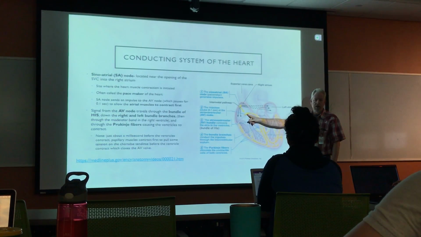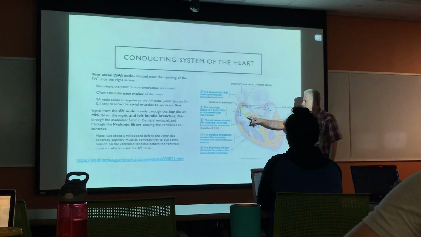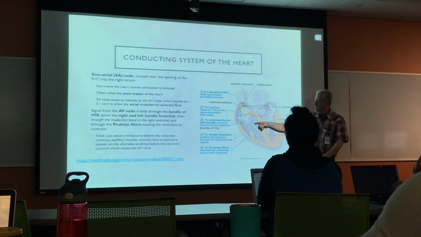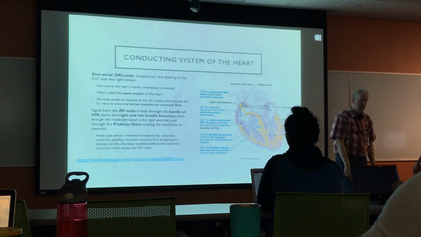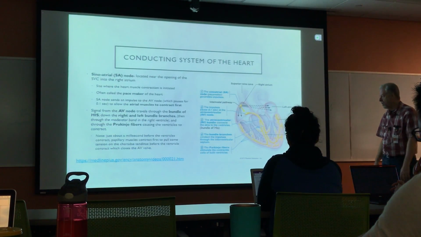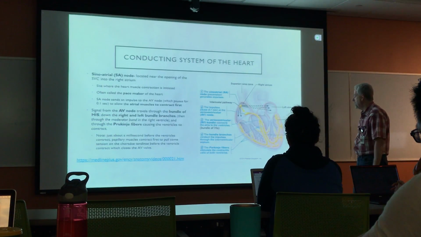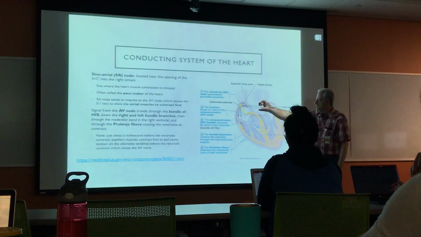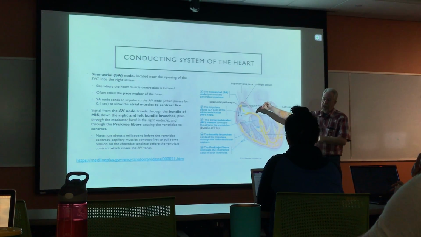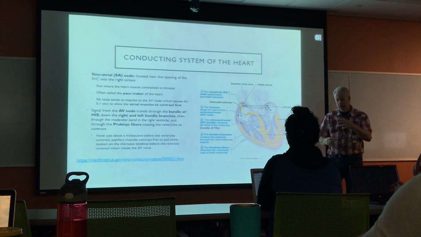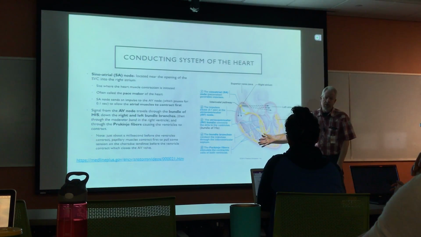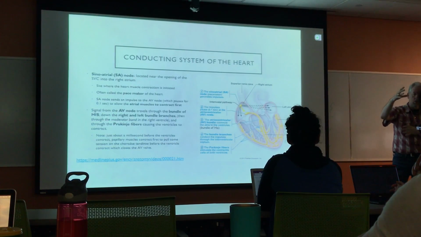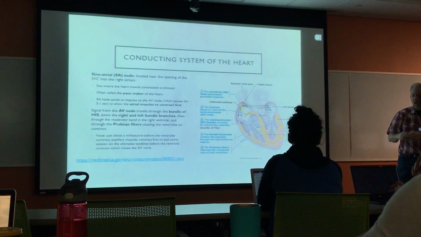So there's a pause at the AV node. The SA node sends a signal to the AV node, and there'll be a pause there, and then the signal goes down to the bundle branches, out to the Purkinje fibers, and gets the signal all out to the ventricles. But you need a little bit of a delay, such that you don't have atria and ventricles contracting at the same time. That's what happens oftentimes when things go wrong: you're not getting that coordination between atria and ventricles, and the heart's not working right.